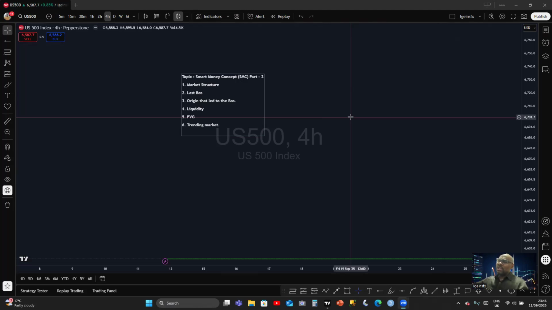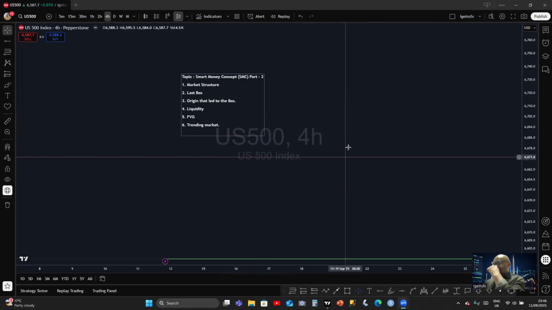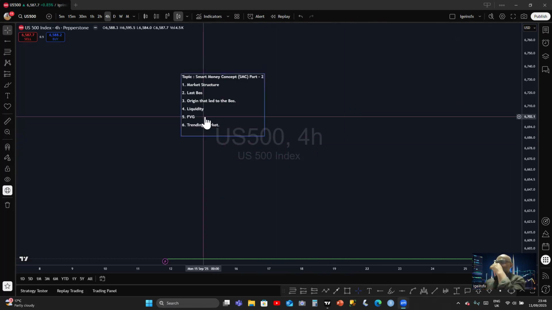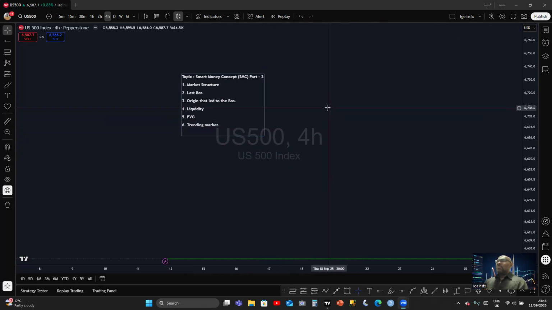Trade management is different from risk management. We are still going to teach all this. There are so many of those, so we are going to take it one step at a time.